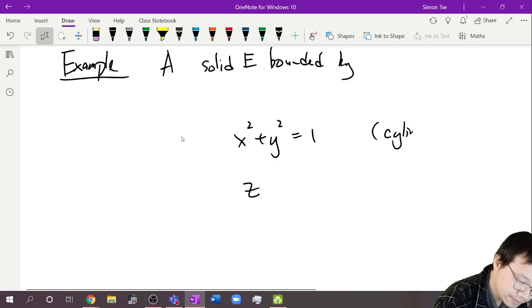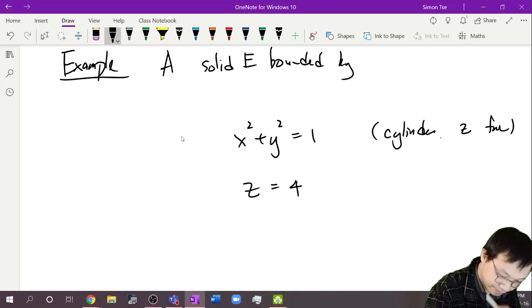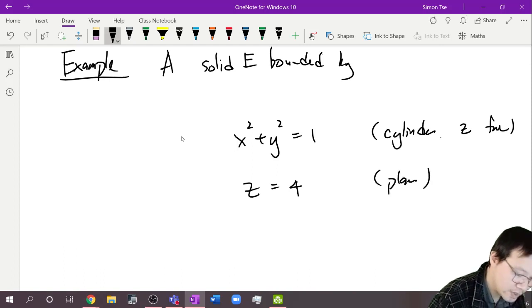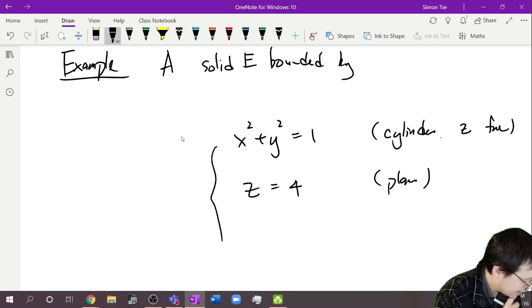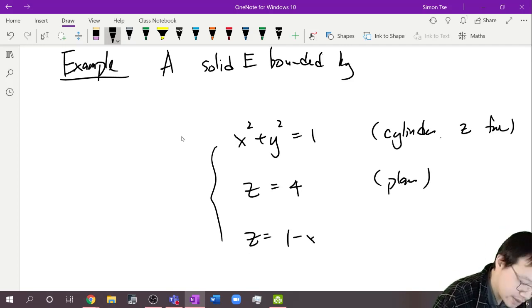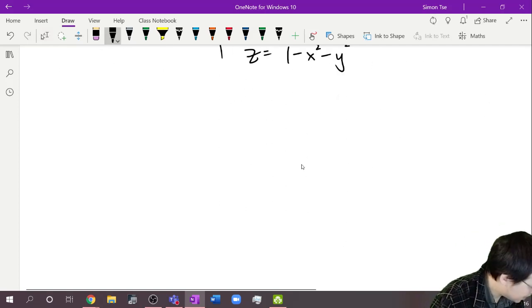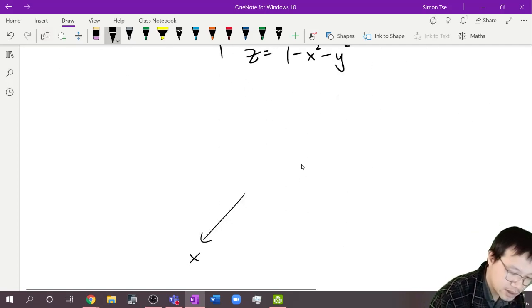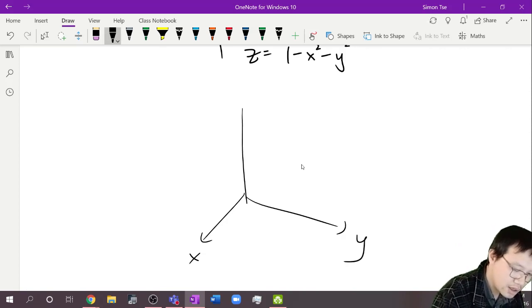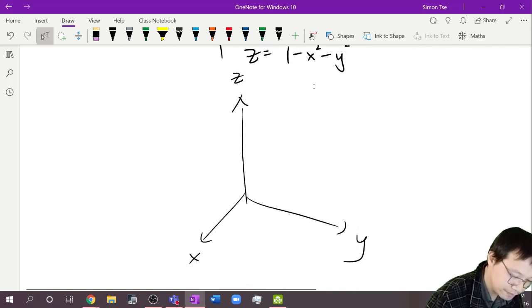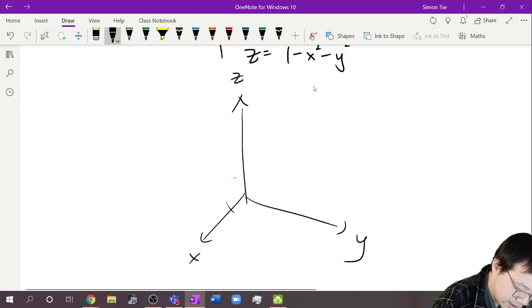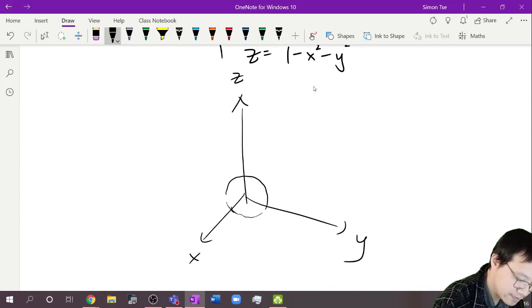So this is a cylinder because z is free, and you also have a plane. So this is a plane. And you also have a paraboloid, z equals 1 minus x squared minus y squared. So it looks something like this. So let me try my best to sketch. You have this x, y. The upper plane is easy to sketch. Okay, so first you sketch a cylinder. A cylinder has the projection being circles. So I have this cylinder.